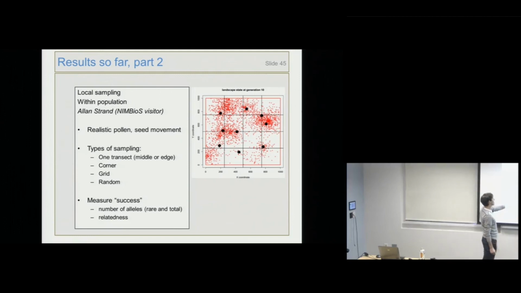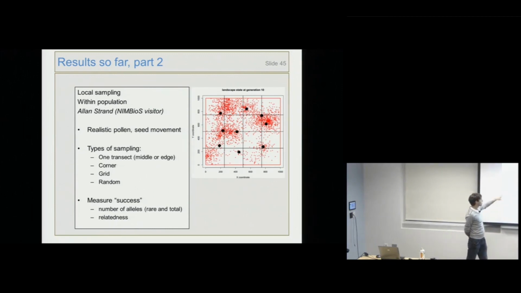This is within a population. I was working with Alan Strand, who was visiting NIMBioS back in the fall. We did some individual-based simulations in which you have these individual trees distributing pollen, being pollinated, distributing seeds. You have realistic age or stage transitions. You can see pretty realistic variation across the population, some clumping, which is pretty typical for plant species.